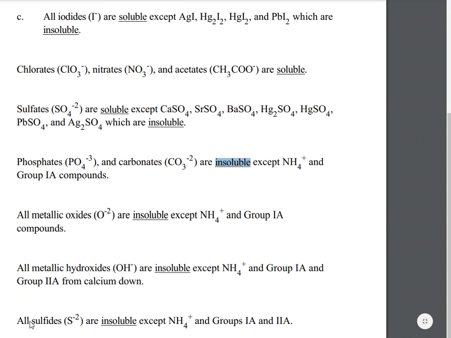And then finally, down here at number 8, all sulfides are insoluble, except ammonium, group 1A, and group 2A. Once again, ammonium, group 1A, group 2A, if they pair with sulfur, stays in solution. Anything else paired up with sulfur, it will fall out in terms of a precipitate.